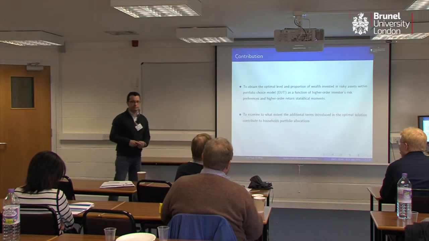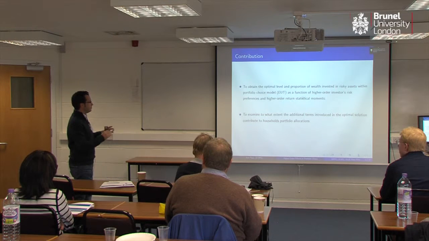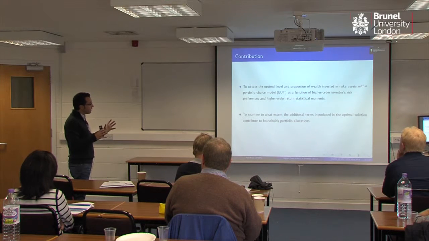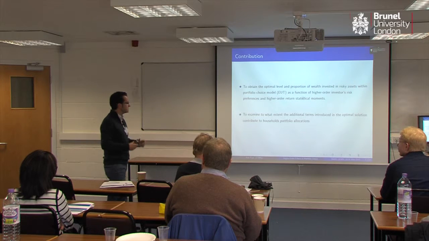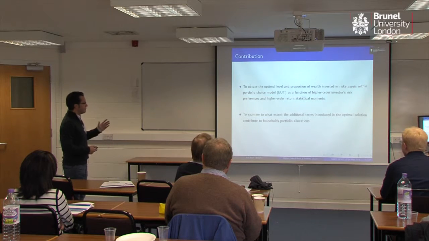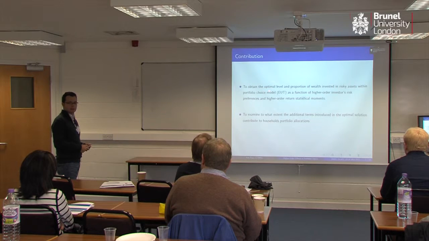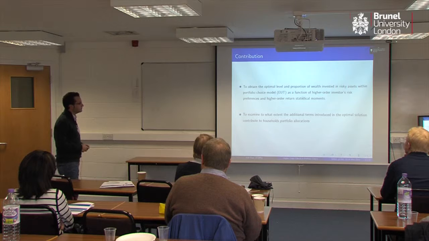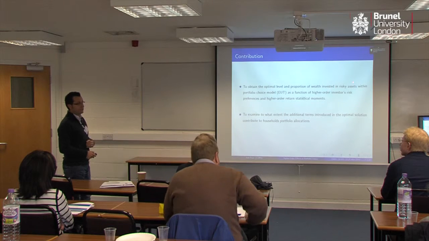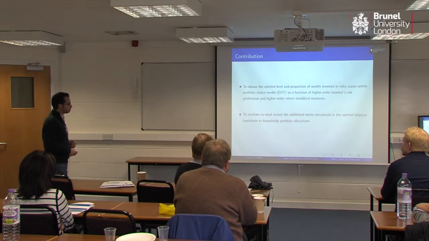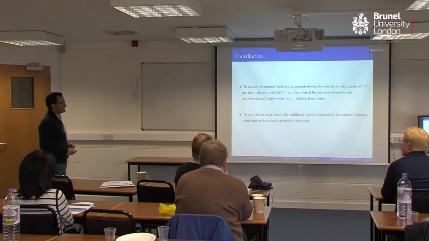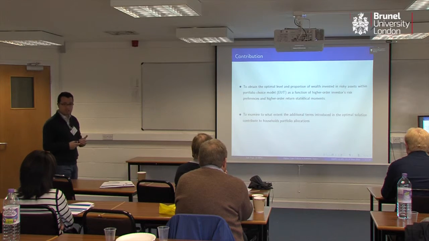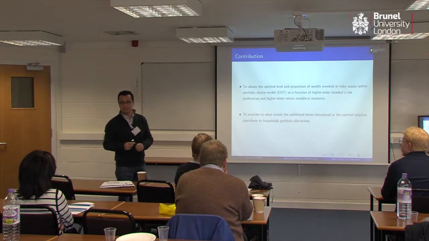Now, what's the contribution of this paper? It's very simple. We keep a very simple framework, the portfolio choice model within expected utility theory, and basically we want to obtain the optimal level and the proportion, even though I will just show the equations for the proportion, but obviously we have the levels as well, that an agent would invest in the risky asset, and to write that as a function of both investors' higher order risk preferences and the statistical moments.